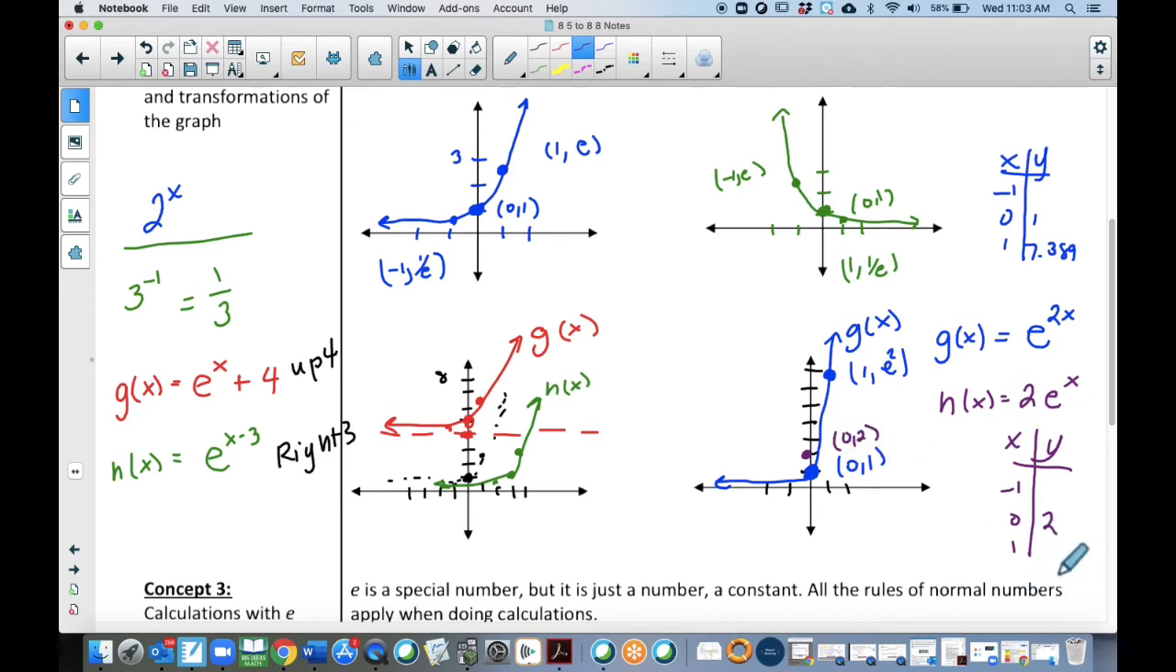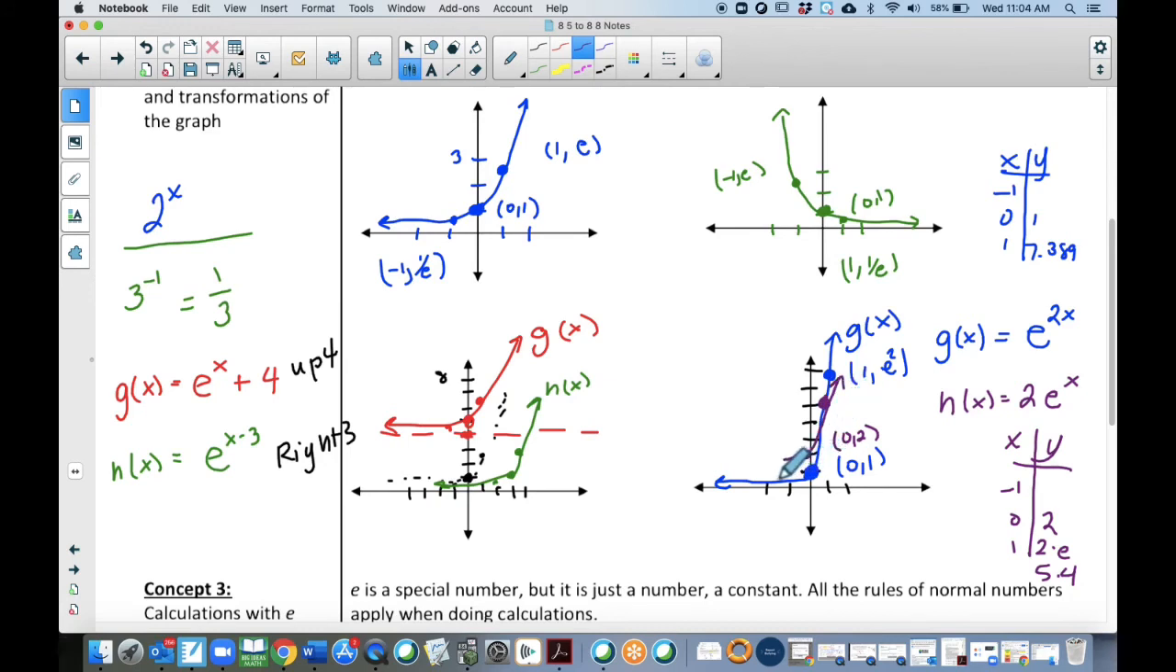That gives me a 2. And then instead of e to the second, if I plug in a 1 here, it's going to give me 2 times e, and 2 times e is about 5.4, right? So when I graph that, I can go to 5.4. So 1, 2, 3, 4, 5 and a half. It's right about there.